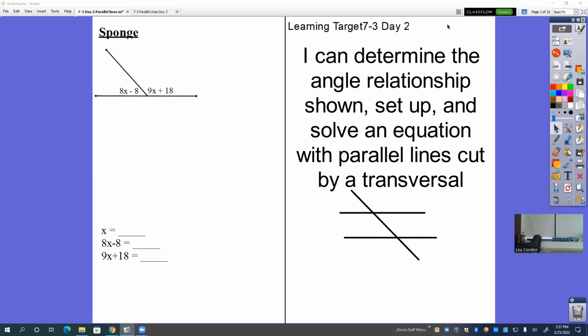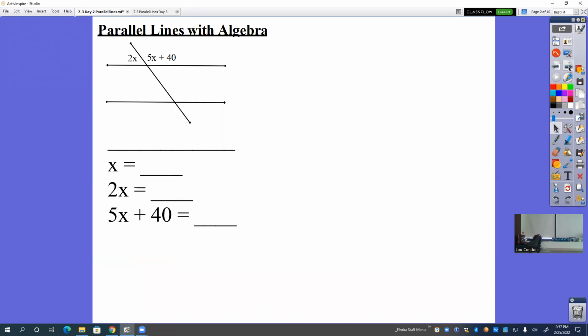Chapter 7, Lesson 3, Day 2. Being able to determine the angle relationship shown, set up and solve an equation with parallel lines that's cut by a transversal. So, parallel lines, and now using algebra to solve an equation, to set up an equation.